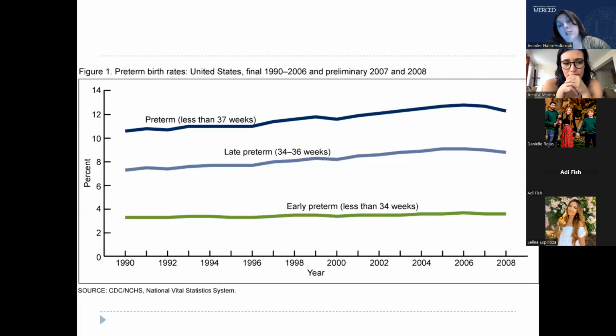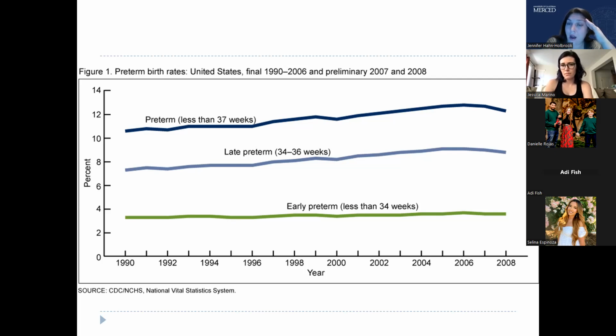If you look at the rates of preterm birth, they're pretty stable over the last 30 years. About 3% of babies are born at less than 34 weeks. Late preterm would be born between 34 and 36 weeks, about 7% of babies. And then there's a lot of babies that are born at less than 37 weeks. That would be technically preterm, but later preterm, so they're going to be much, much healthier. When we include all preterm births, anytime less than 37 weeks, the rate is somewhere between 10 and 12%. So it's pretty high. That's a lot.